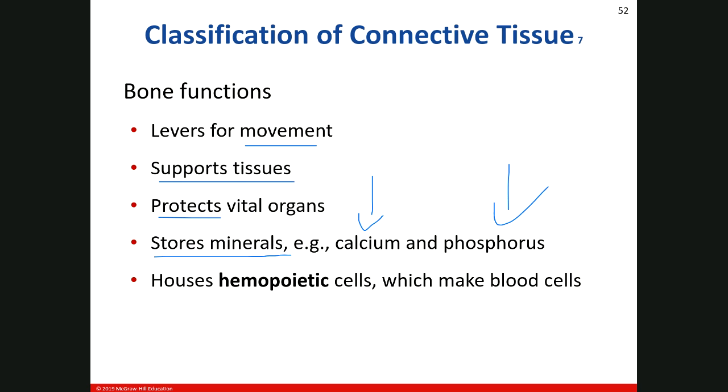All right, the process of making those cells that we find in our blood is called hemopoiesis. So this is also a place where our blood cells are being made. And that's not just red blood cells, that's white blood cells, that's platelets, okay?